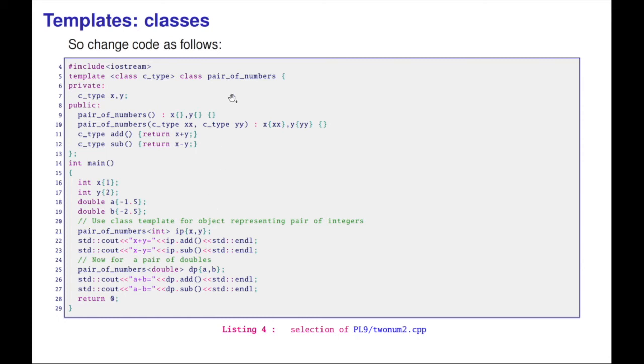What I really do is I change the code as follows. I declare a template, but now it's a class template, so it's a class pair of numbers which has this template argument C-type, and everything internal to it which needs to be a C-type is now declared as C-type. The way I use this is almost the same as before. I've got a pair of numbers with square bracket argument int, IP, which I initialize to x and y, and I can have a pair of numbers double, dp, and then I can call exactly the same function on these objects. So that's a very efficient way of doing things.